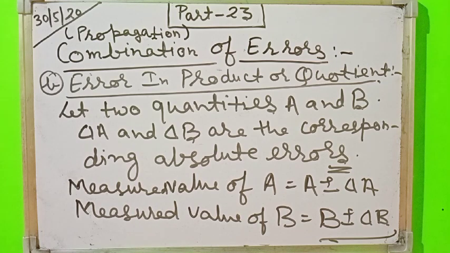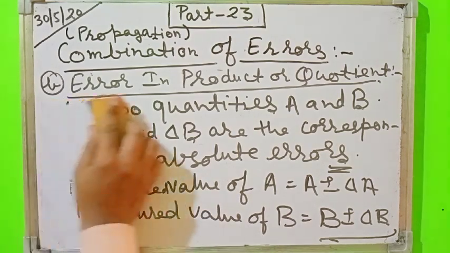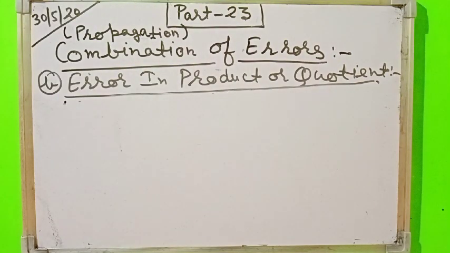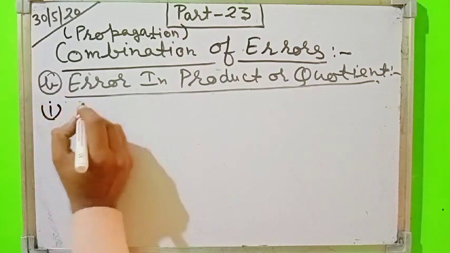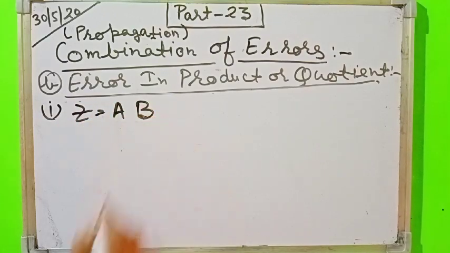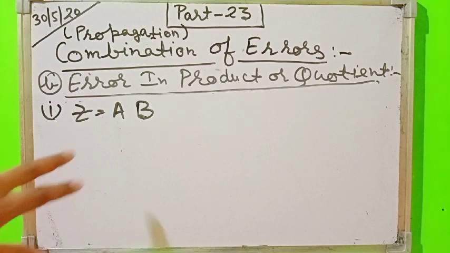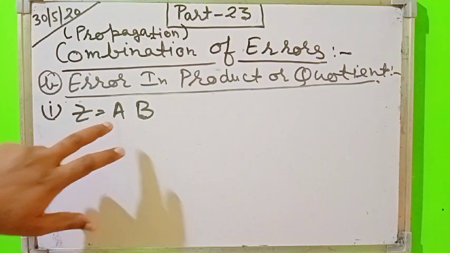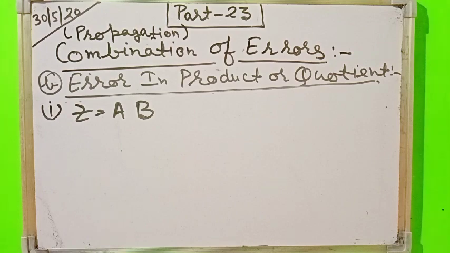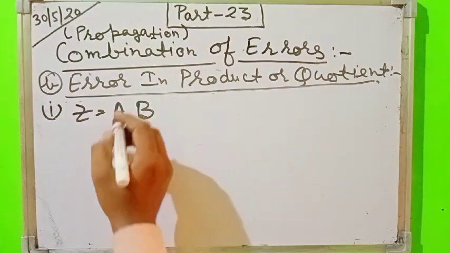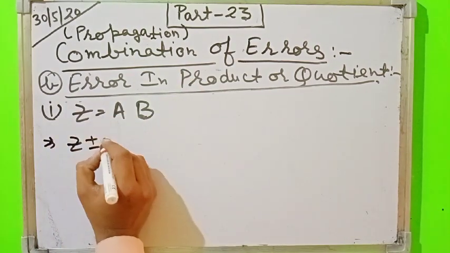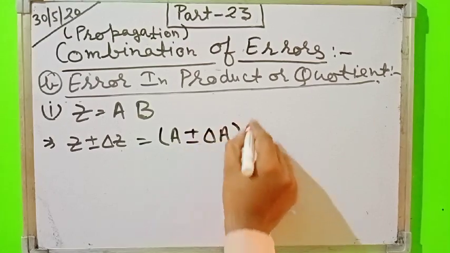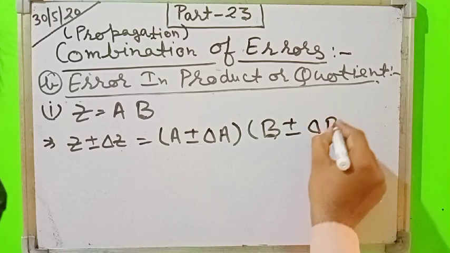Now, in case of product, let Z be equal to, the first case we are taking is the case of product. Z is equal to A into B. This is the product when two physical quantities are multiplied, giving a new physical quantity. Means a physical quantity can be expressed as the product of two physical quantities, just like V into I. So we can write Z plus minus delta Z, that is error in product, is equal to A plus minus delta A into B plus minus delta B.